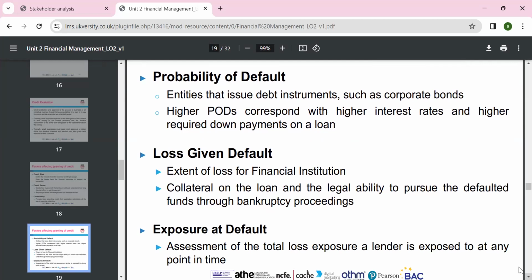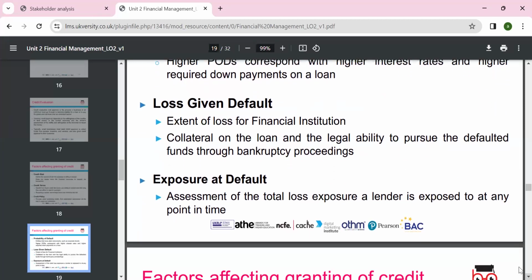Okay, loss given default extends to the loss for the financial institution, collateral on the loans, and the legal ability to pursue defaulted funds through bankruptcy proceedings. Like, if you're supposed to receive money from someone and that person is not paying it, you give it to the debt collector, you can sell it, and then of course you can get some money from the debt collector, and the debt collector will collect the full money with even interest and extra fees from the client.